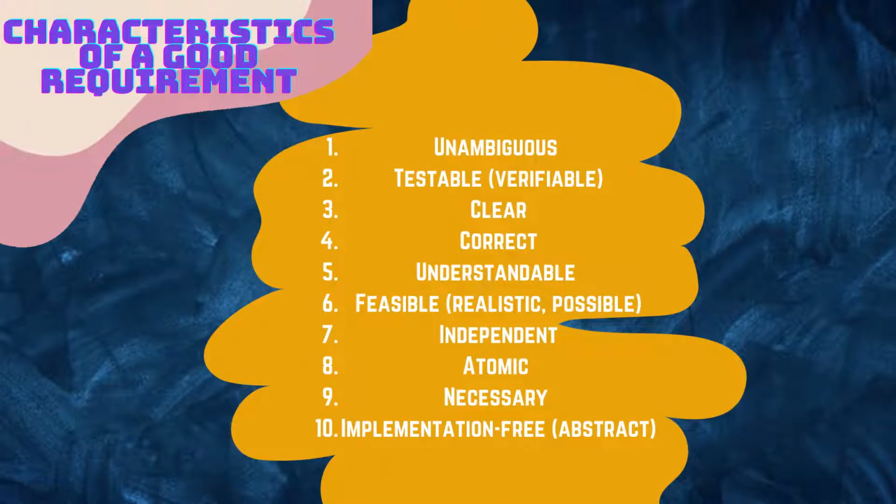After that, we're gonna look at the list of characteristics of a good requirement. First, we have unambiguous. Second, testable. Third, clear. Fourth, correct. Fifth, understandable. Sixth, feasible. Seventh, independent. Eighth, atomic. Ninth, necessary. And tenth, implementation free.